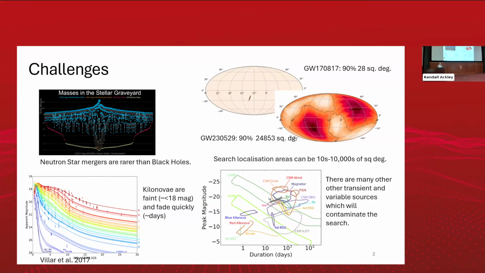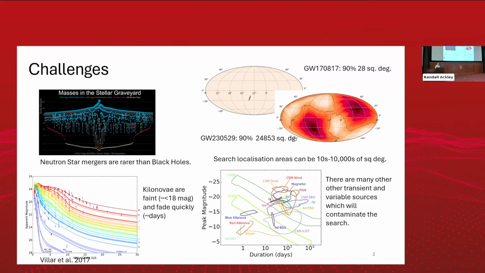But in particular, what I want to focus on is the evolving nature of these sky maps. These are what we call probability sky maps for two different types of events. One is for a binary neutron star event, called GW170817. This is probably one of the most famous ones. It was about 28 square degrees. And one of the more interesting events that came out of the latest LIGO observing run is one that's called GW230529. You can see that's pretty much the entire sky.